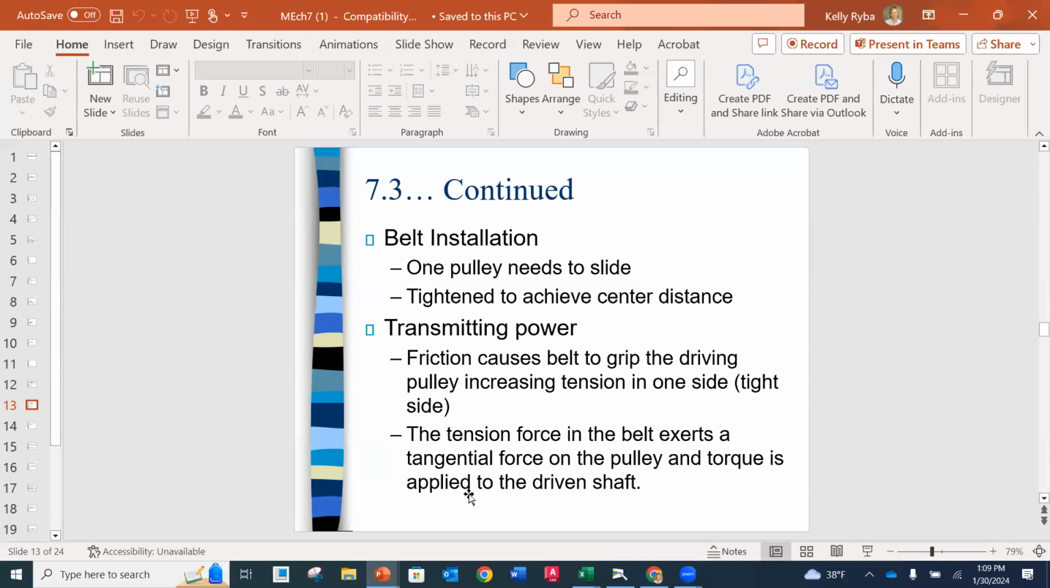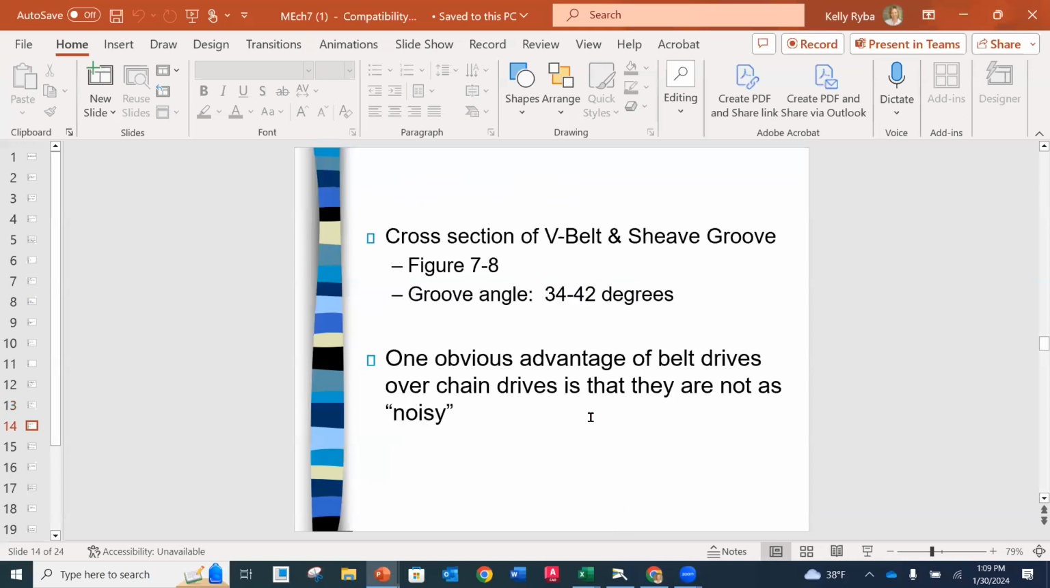Friction is going to be the cause of transmitting that power. As we said earlier, the tension force in that belt exerts a tangential force on the pulley, and that's how it gets applied to the drive shaft. Cross sections, we looked at those. One obvious advantage of a belt drive over a chain drive is going to be the noise. So if you can use either one in an application, that might be a reason you would want to go with a belt drive over a chain drive. Chain drives typically are going to be less expensive though. Belt drives are going to be a little bit more expensive.